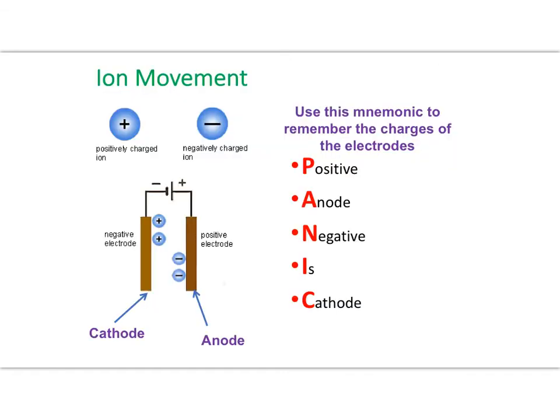So just briefly, a little mnemonic that can help you remember which electrode is which. I quite like this: PANIC, positive anode, negative is cathode. And if you then need to remember which are anions and which are cations, anions are always attracted to the anode and cations are always attracted to the cathode. So if it's a positive anode, then we've got negative anions, and if negative is cathode, we've got positive cations. That's just a useful way perhaps to remember the charges of the electrodes.